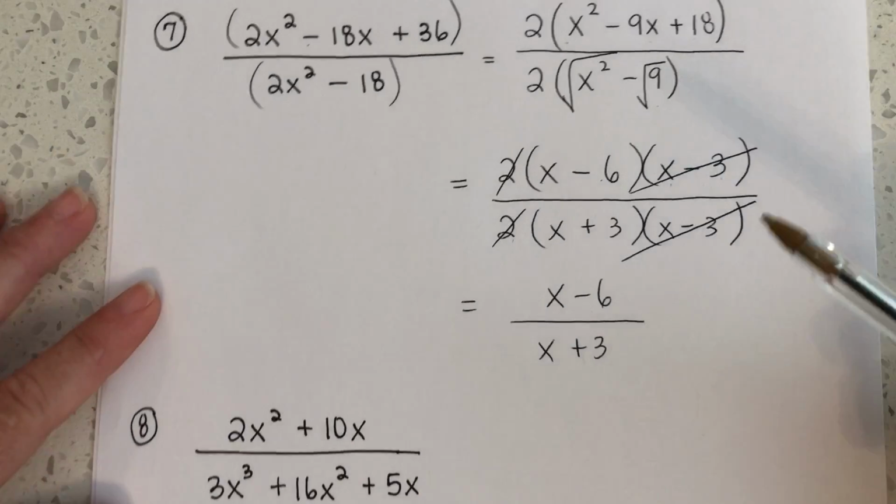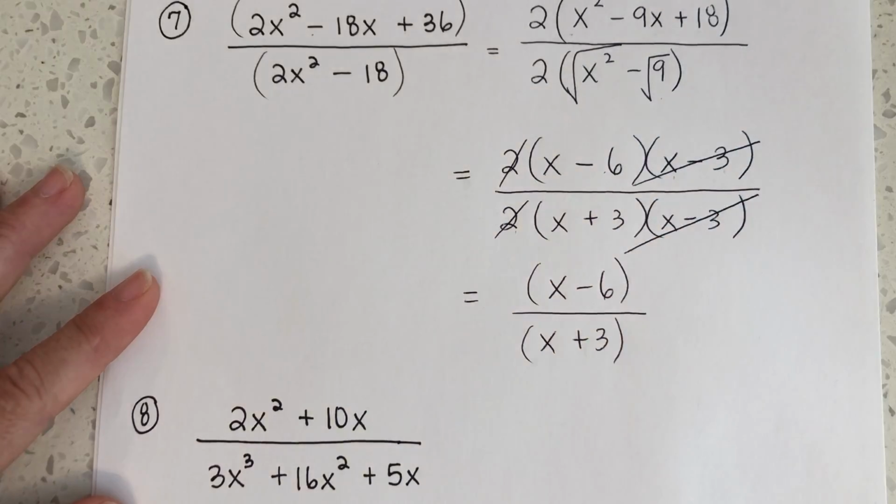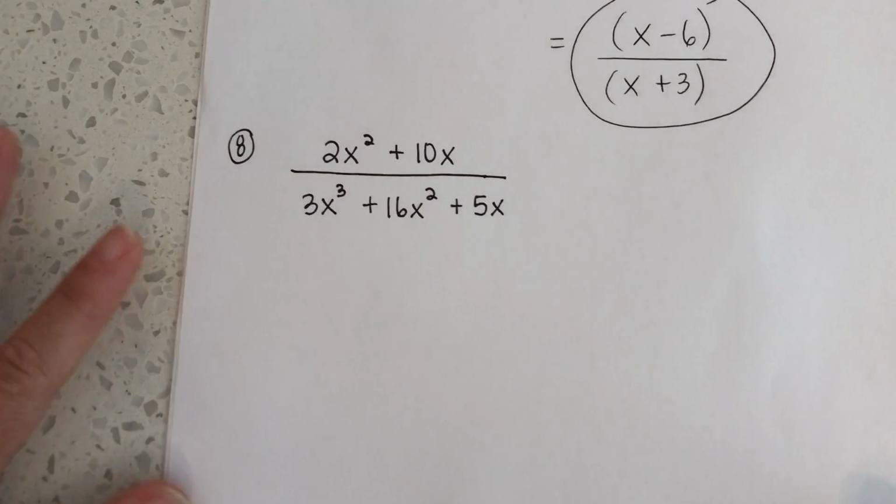And again, if you're going to be tempted to cancel these x's out, then leave them in their parentheses to remind you they're a package deal. All right? And you're done. Okay. One more. Last one.